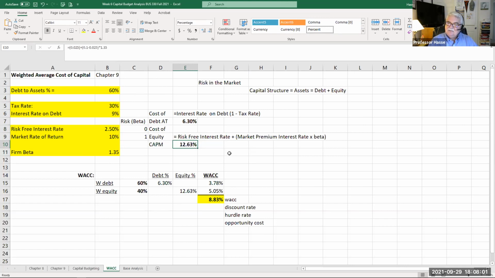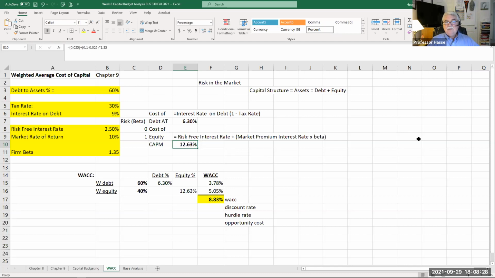So you guys got to remember this one. Capital structure, risk in the market, the weighted cost of debt, the weighted cost of equity, add them all up, 8.83%. Chew on this for a while and come back to me if you have questions. But this is huge right here. But it gets even huger in our next step.